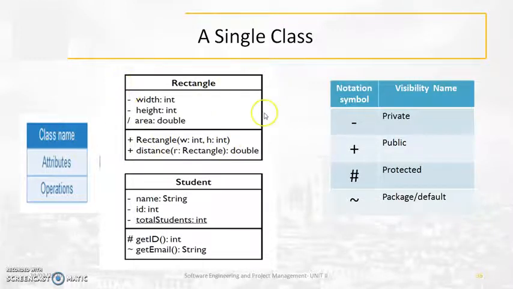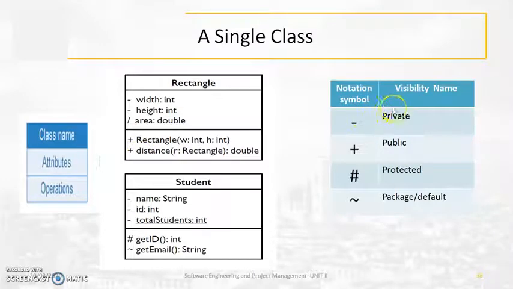To make the class diagram, a class is represented with this example. The class name is Rectangle. The attributes of that class are width, height and area. These are the data types of them. These are the operations performed by the class Rectangle. This also shows the visibility of these attributes and operations.